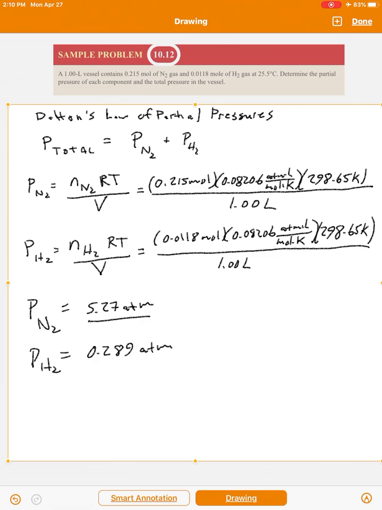See how much lower the pressure of hydrogen is? Even though they're the same temperature and same volume, there's a lot fewer moles of hydrogen. What determines this pressure is the number of moles. So the more moles you have, the higher the pressure. So now we have the partial pressures. Let's find our total pressure. You just add them up. So 5.557, let's go ahead and round that to 5.56.